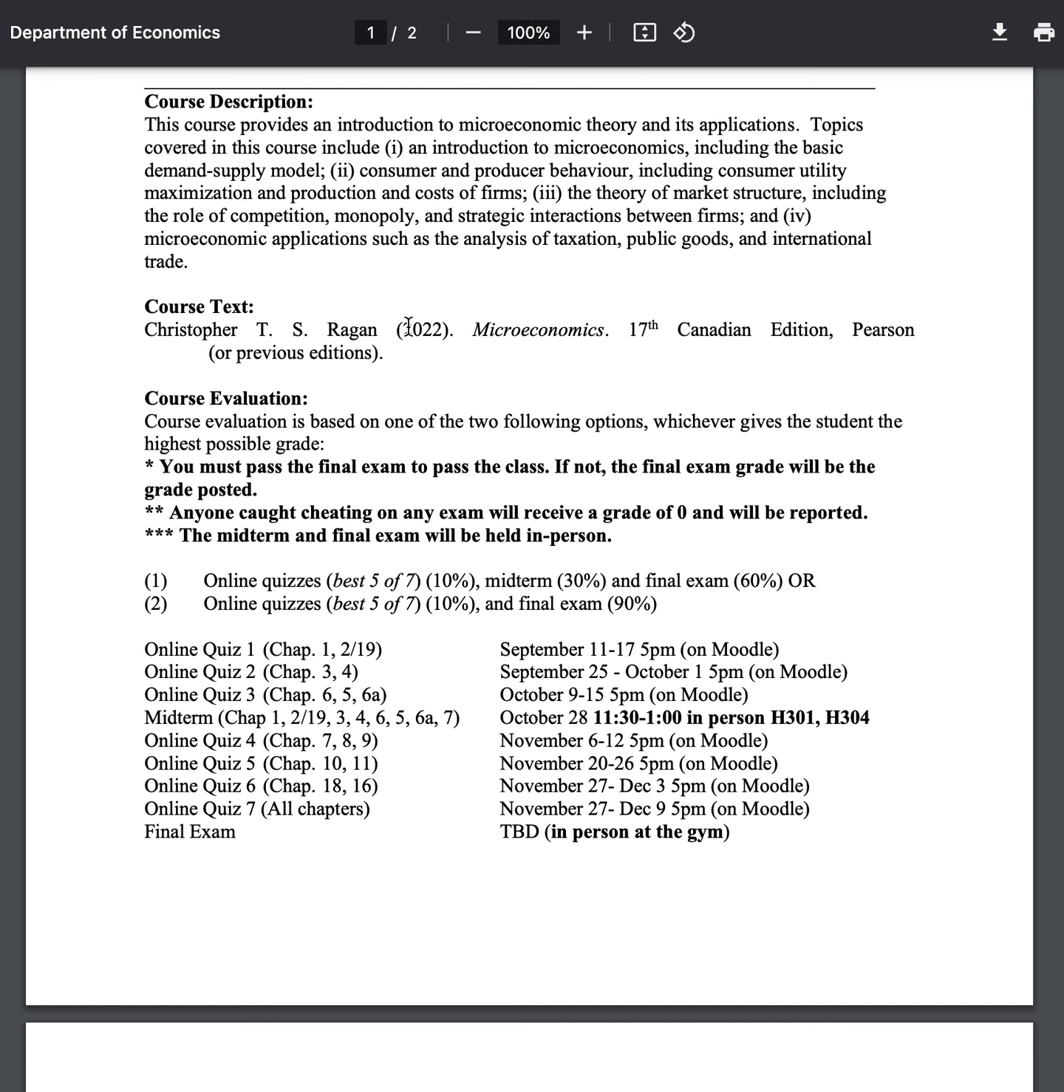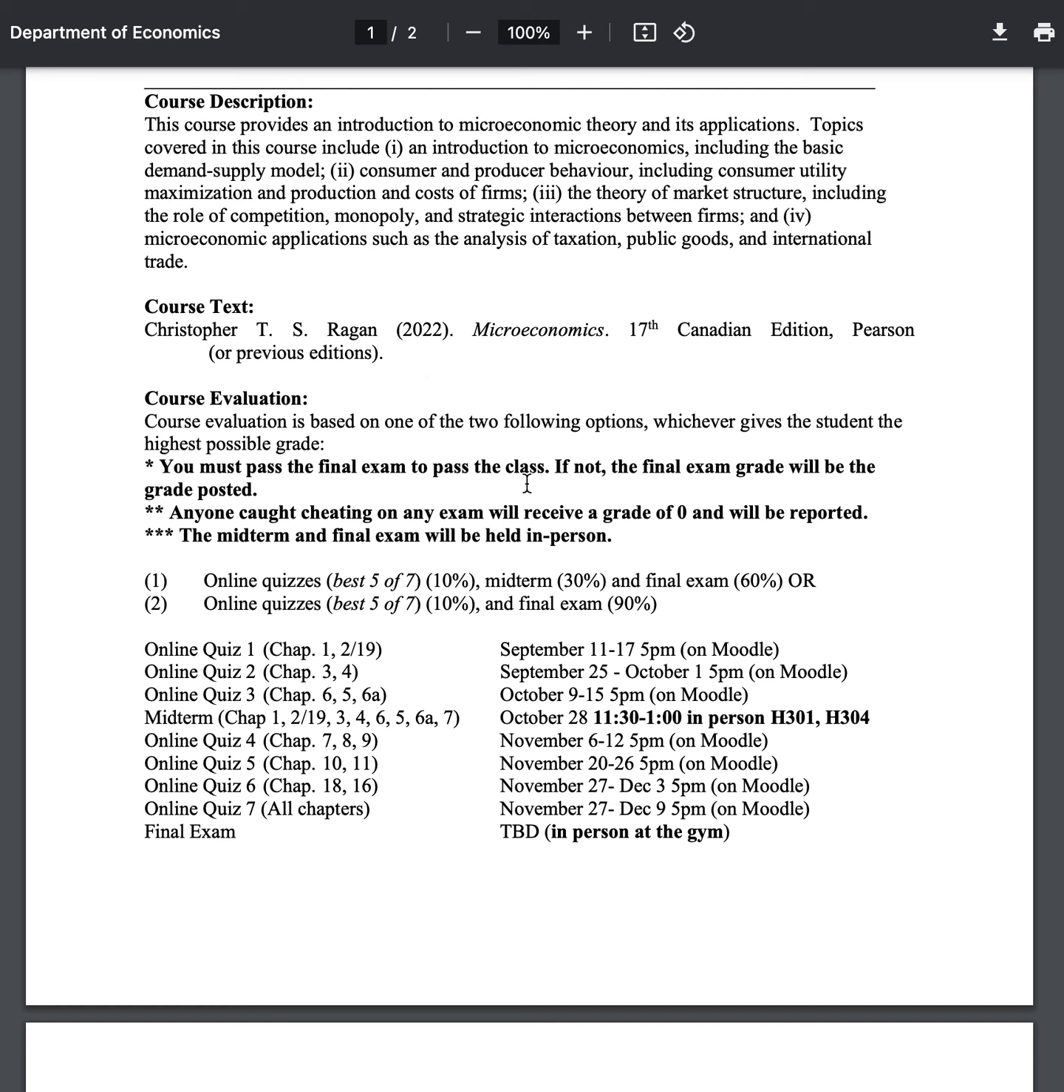The textbook that we'll be using is this Reagan textbook, Microeconomics, the 17th edition. Many students always ask, can I use a previous edition? That is fine. Just note that the end of chapter answers are based on the 17th edition. But other than that, you can use previous editions. You don't need the textbook, but I would highly suggest buying a copy or accessing someone's textbook to gain access to the end of chapter questions, which will help you on the examinations.